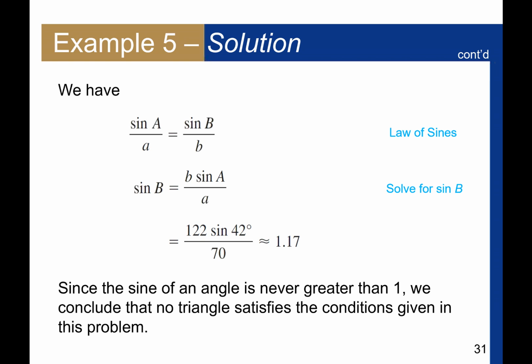The sine of an angle is never going to be greater than 1. It's never going to be less than -1. Kind of warned you about this, that if we get a value here that's bigger than 1, this is that first situation there. With this side being 122 and that one being 70, the 122 is so long it doesn't even make a triangle. No solution.